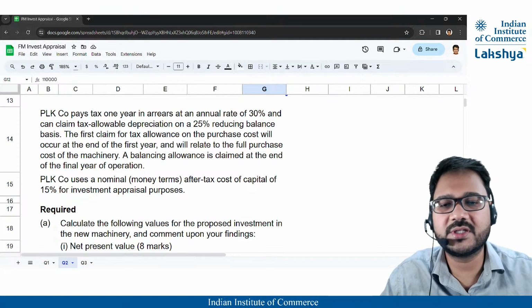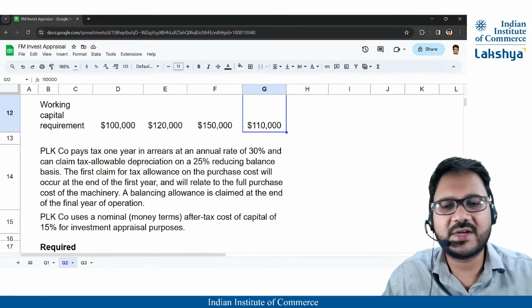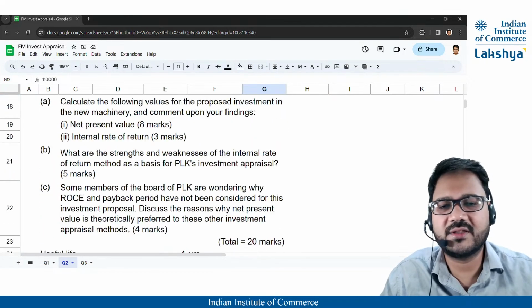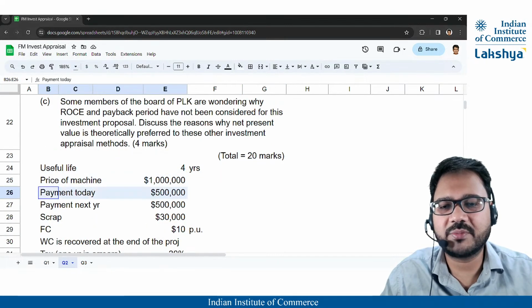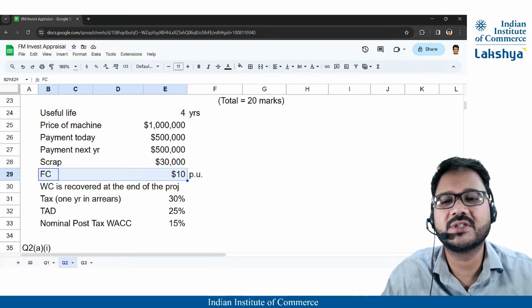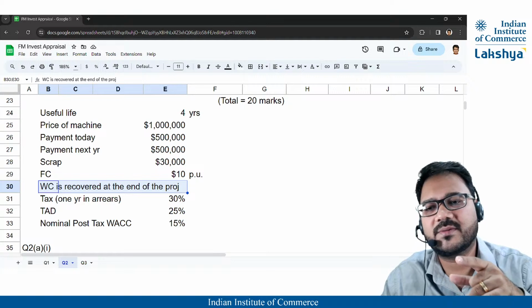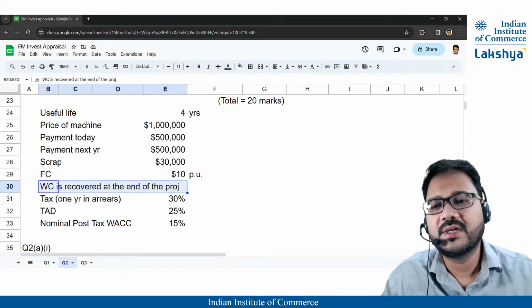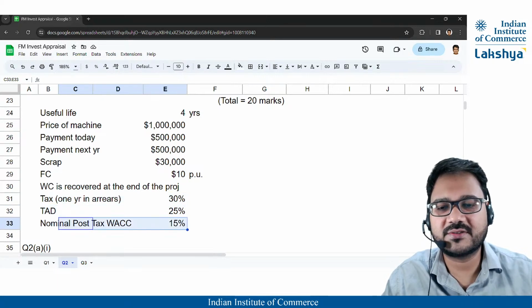PLK uses a nominal after-tax cost of capital of 15%. So they have asked us to use the money rate or the nominal rate, not the real rate, and that makes sense. In fact, nothing about inflation has been given so far. Then the requirements come: useful life 4 years, price of machine, how much we are paying today, how much we are paying by the next year, scrap value that we are going to receive, fixed costs, and working capital is recovered at the end of the project. I think I missed that sentence, but even if it's not given, you write it. Tax is paid 1 year in arrears, TAD is 25%, nominal post-tax is 15%.